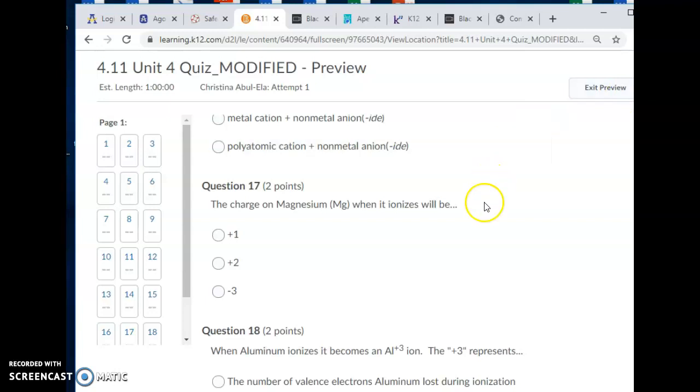Question 17. The charge on magnesium when it ionizes will be +1, +2, -3.